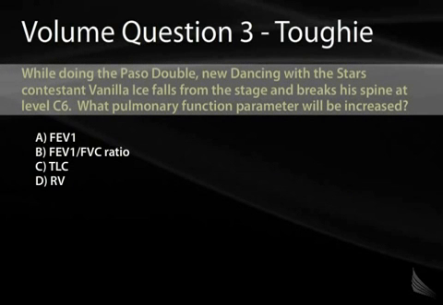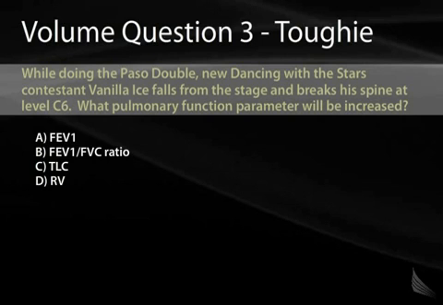Question 3 is a tough one. While doing the Paso Doble in the new Dancing with the Stars, Vanilla Ice falls from the stage and breaks his spine at the level of C6. Oh, too bad. What pulmonary function test parameter would we expect to be increased?